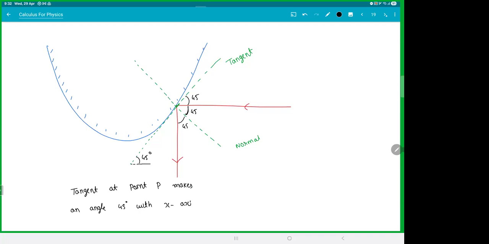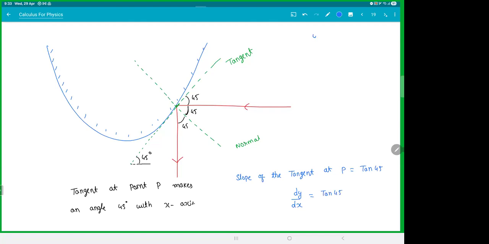Great. That means the slope of this tangent at point P is tan 45. But we also know from calculus, slope of a tangent is nothing but dy by dx. So dy by dx is tan 45.